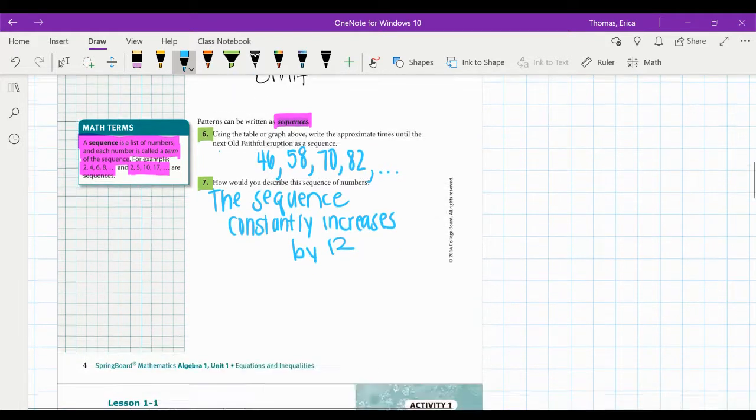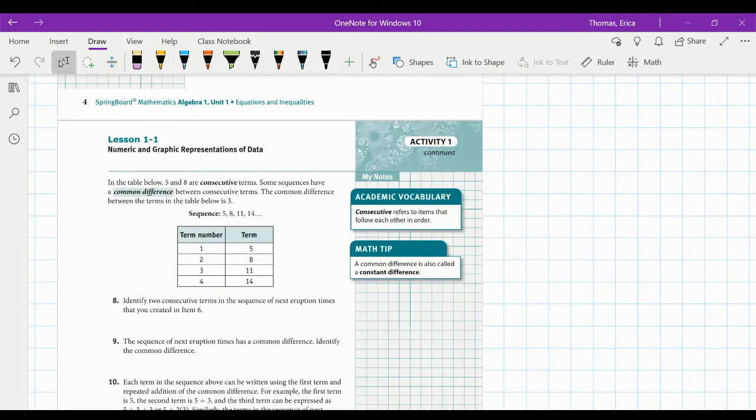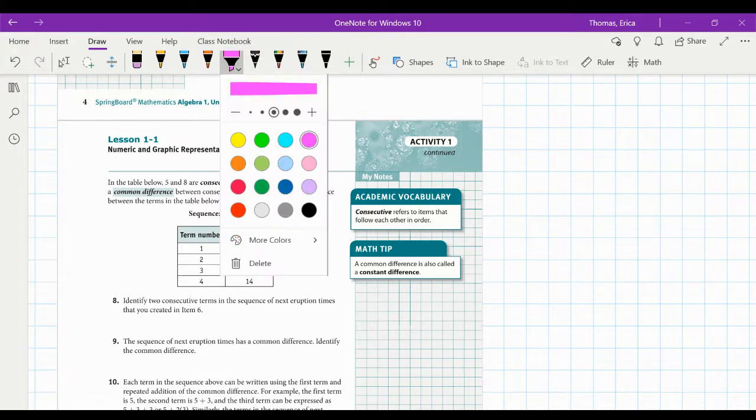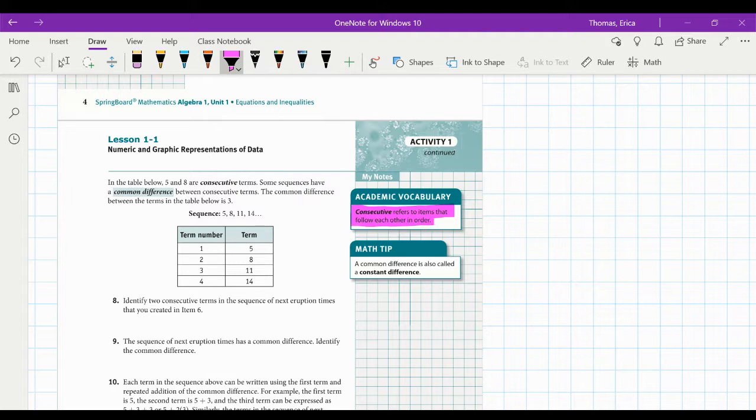Okay, now we're going to move on to number 8. In the table below, 5 and 8 are consecutive terms. A consecutive just refers to items that follow each other in order. Some sequences have a common difference between consecutive terms. The common difference between the terms in the table below is 3. Well, looking at how these terms are changing, every time they increase by 3. So the common difference is 3.